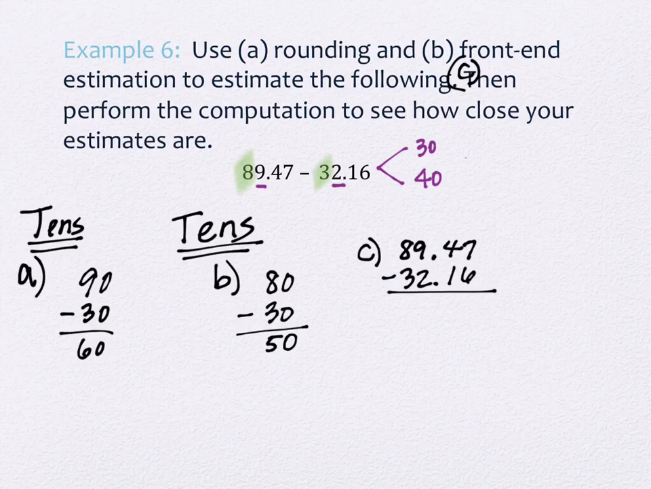So standard algorithm then, start on the right-hand side. 7 minus 6 is 1, 4 minus 1 is 3, 9 minus 2 is 7, and 8 minus 3 is 5. So it's 57 and 31 hundredths is the actual computation. Okay, so on this one, rounding ended up being better, you're right.